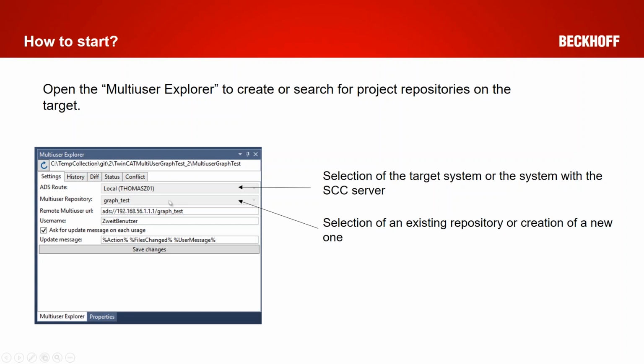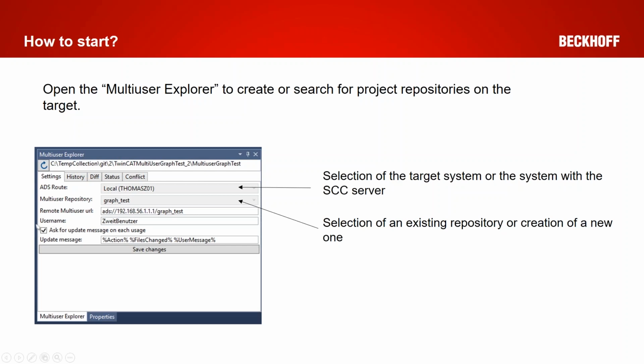Underneath, in the multi-user repository, you can see if there are already existing repositories, then you can select one of those, or you can create a new repository. Then you can see here the remote URL from the TwinCAT repository. You can provide here your own username. Normally, if you do not make any change here, there's a placeholder for the logged in user. So automatically your login name will be used for all the commands.